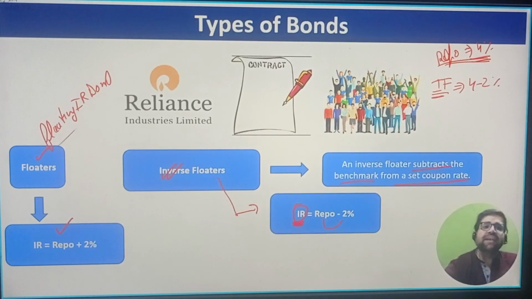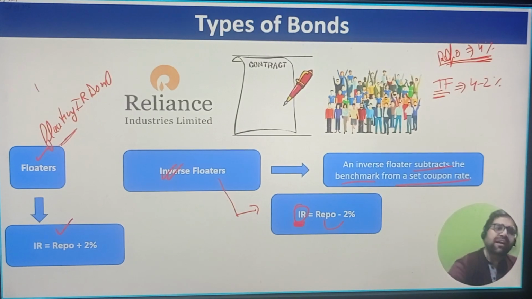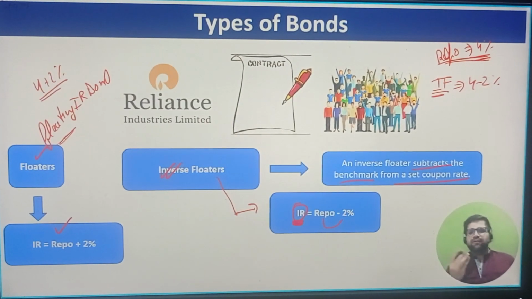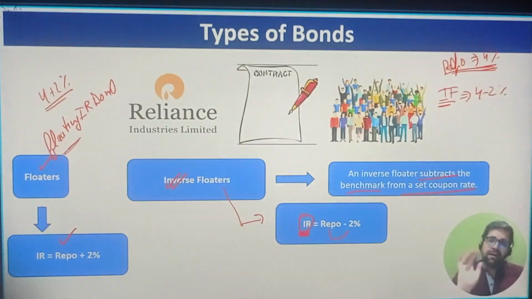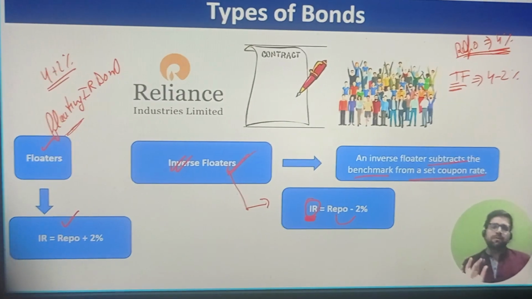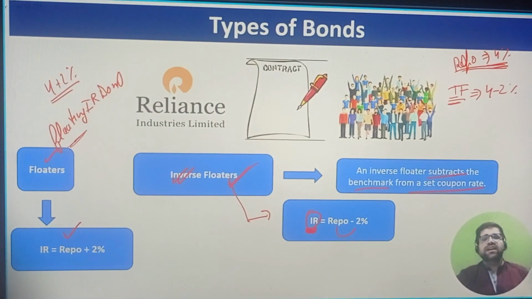But if it is the case of a floating rate instrument, then it will be 4 plus 2%. This is the difference between inverse floaters and floating rate instruments. Now for inverse floaters, again, just remember the basic meaning. If you remember it, then definitely you will be able to do well. Now let's move to the next.